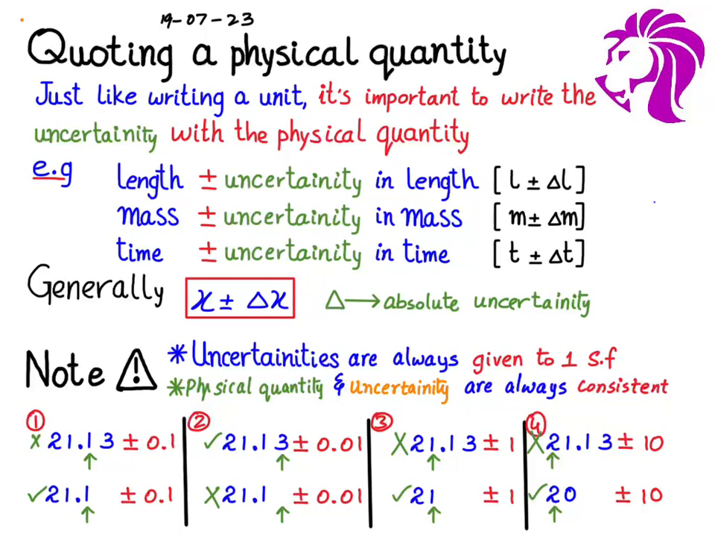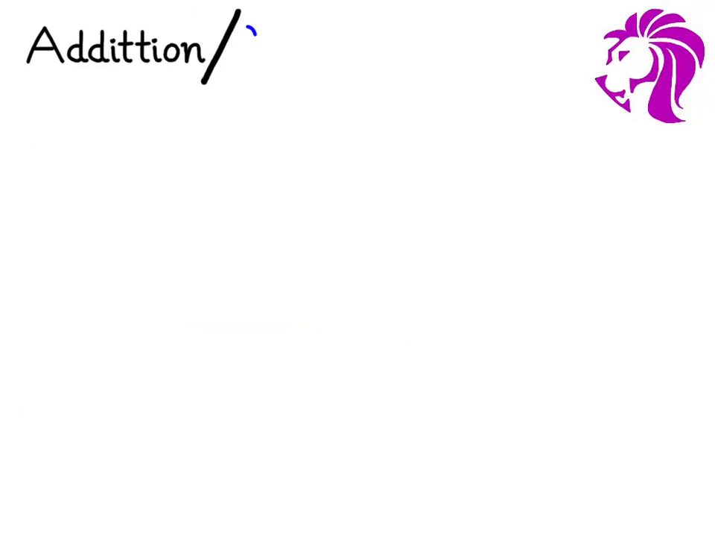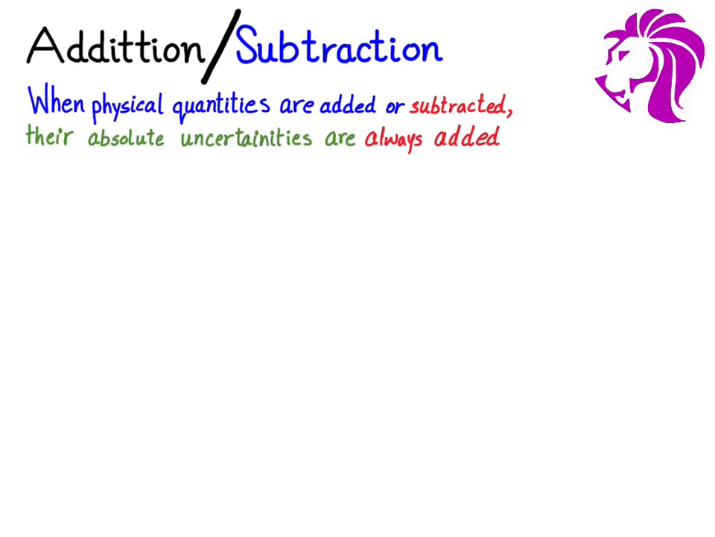So now we are going to do the first rule of uncertainties, and that's the addition and subtraction rule. So let's say if you have to add or subtract a physical quantity, whenever physical quantities are added or subtracted, the absolute uncertainty is always added. Alright, so let's say you have this equation z equals x plus y, so you are adding these two physical quantities to find the final physical quantity z.